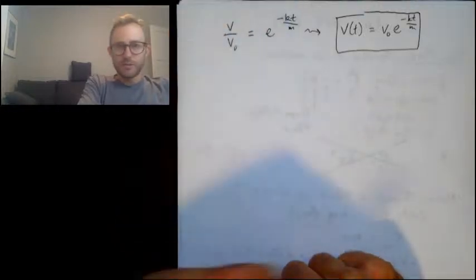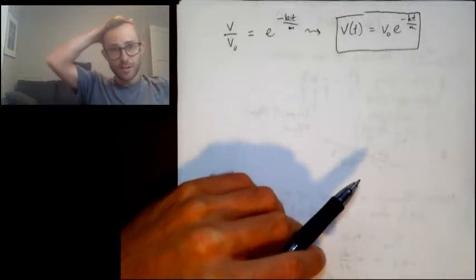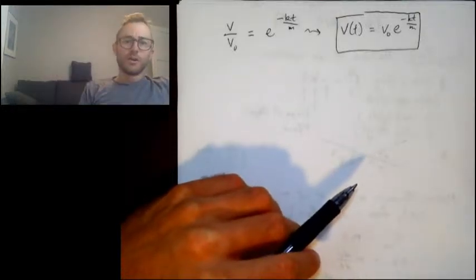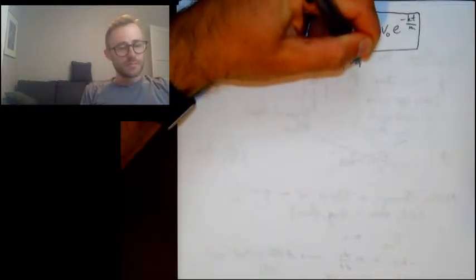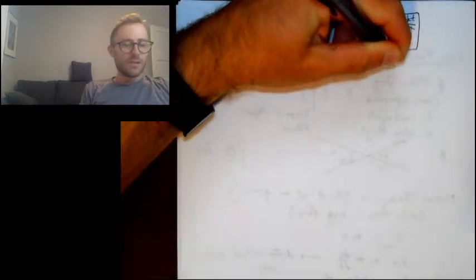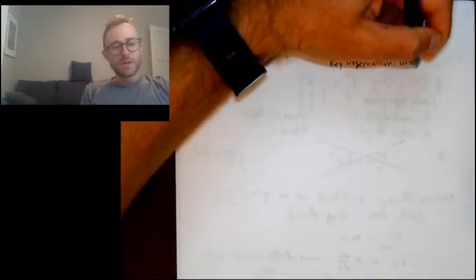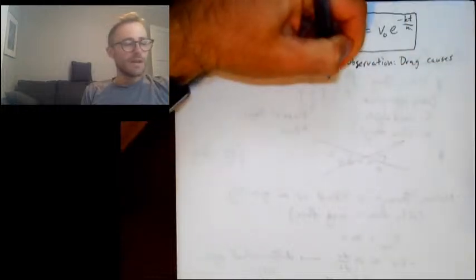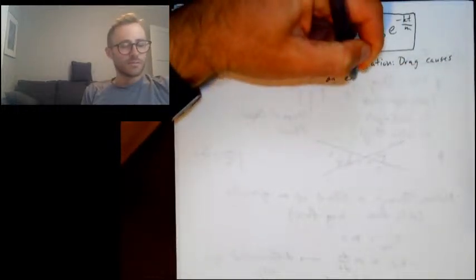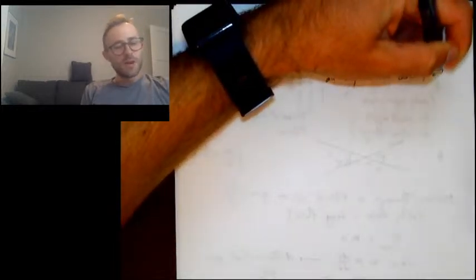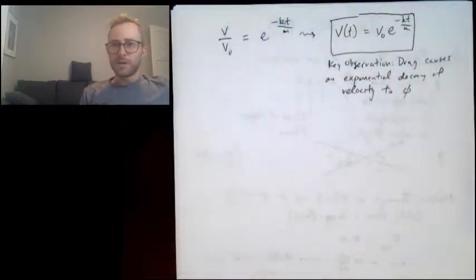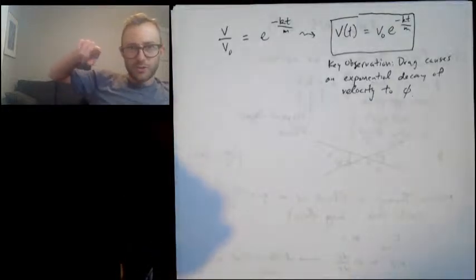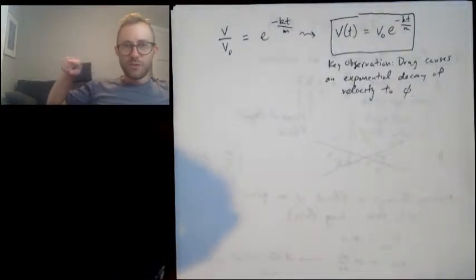So this is what you would box in if you have not taken calculus or you have not gotten to integration yet in your calculus class. So the key takeaway, key observation, is that drag causes an exponential decay of the velocity to 0. Okay?